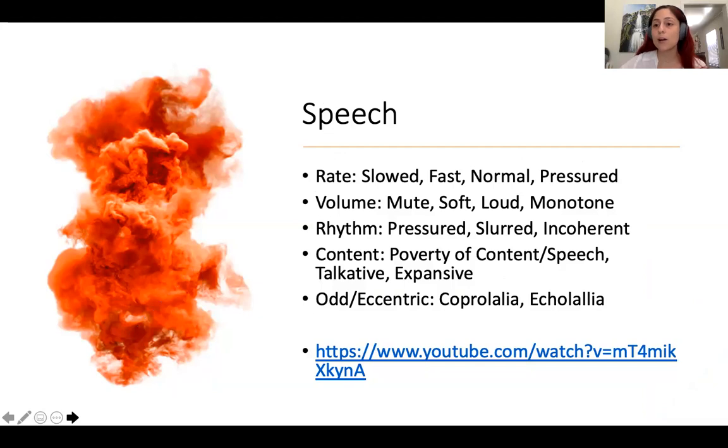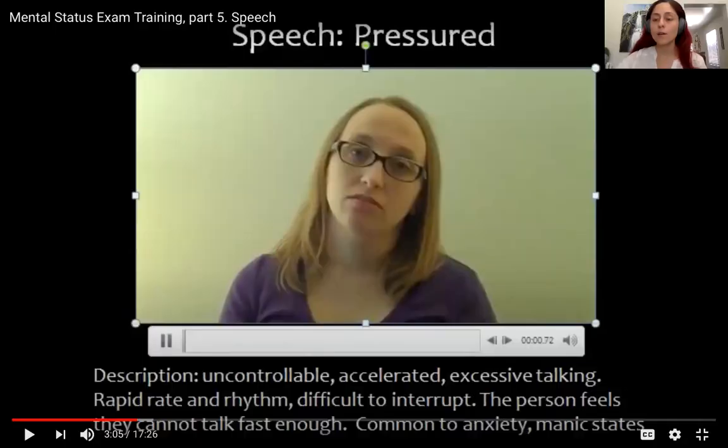So things like rate, how quickly is the person speaking? Volume, how loud are they speaking, right? And is it appropriate for that session? Rhythm, does it flow well with appropriately placed inflections? Is it hesitant? And then the content obviously is about what's being said. So we also have some examples of this, so let me pause for just a moment. Okay, so first we're going to look at pressured speech.